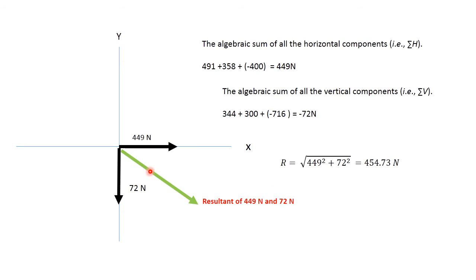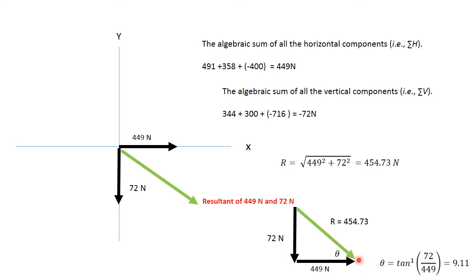To get the direction, as I have three forces, can I construct a triangle? That means this is the vertical force, this is the horizontal force, and this is the resultant. So I am just taking these three forces and constructing a right angle triangle. Let this resultant make theta degree with the horizontal line. As it is a right angle triangle, tan theta is equal to how much? This vertical line by the horizontal line. That means tan theta is equal to vertical force by horizontal force, that is 72 by 449.